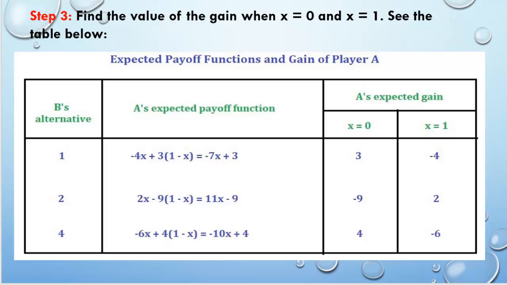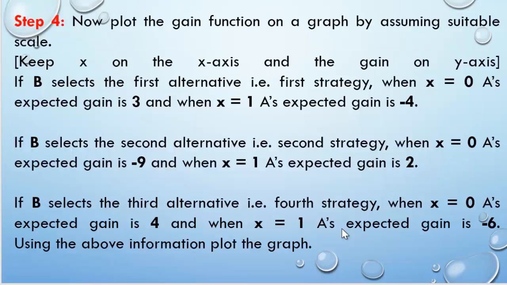Now, after getting A's expected gain, we go to step 4, where we plot these on the graph. If B selects the first strategy, A's expected gain is 3 for x equal to 0 and -4 for x equal to 1. If B chooses the second strategy, then the expected gains are -9 and 2 for x equal to 0 and x equal to 1. And if B chooses the third alternative, that is 4, then my expected gains are going to be 4 and 1. So this is what is written here. It depends on what B selects, whether the first strategy, the second strategy, or the fourth strategy.